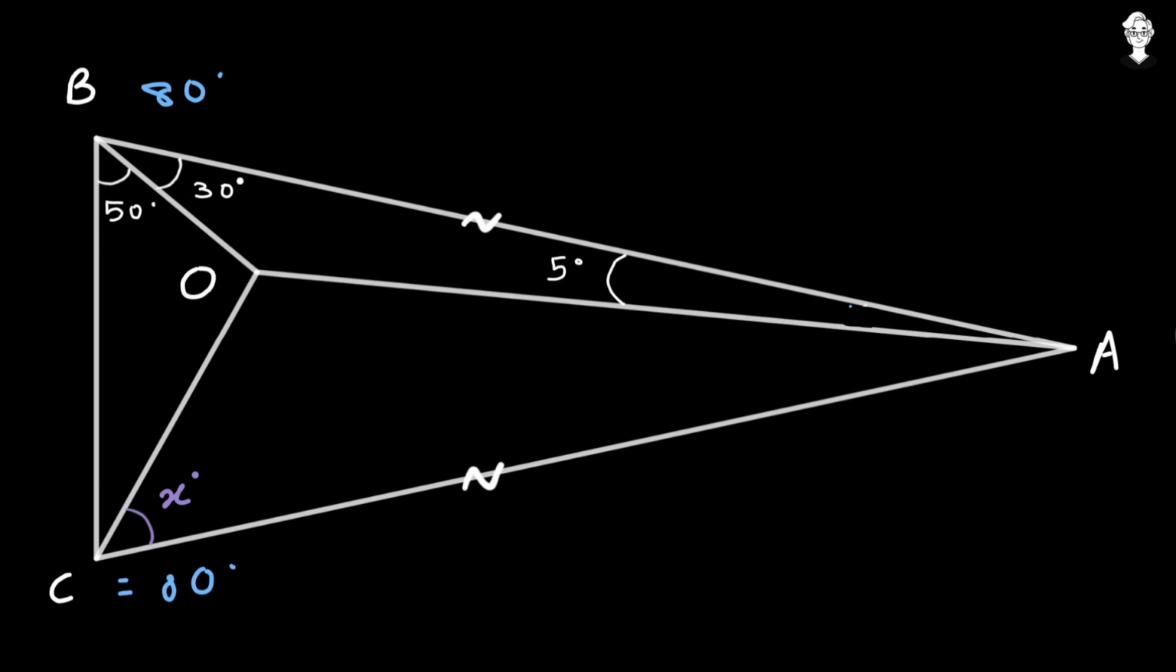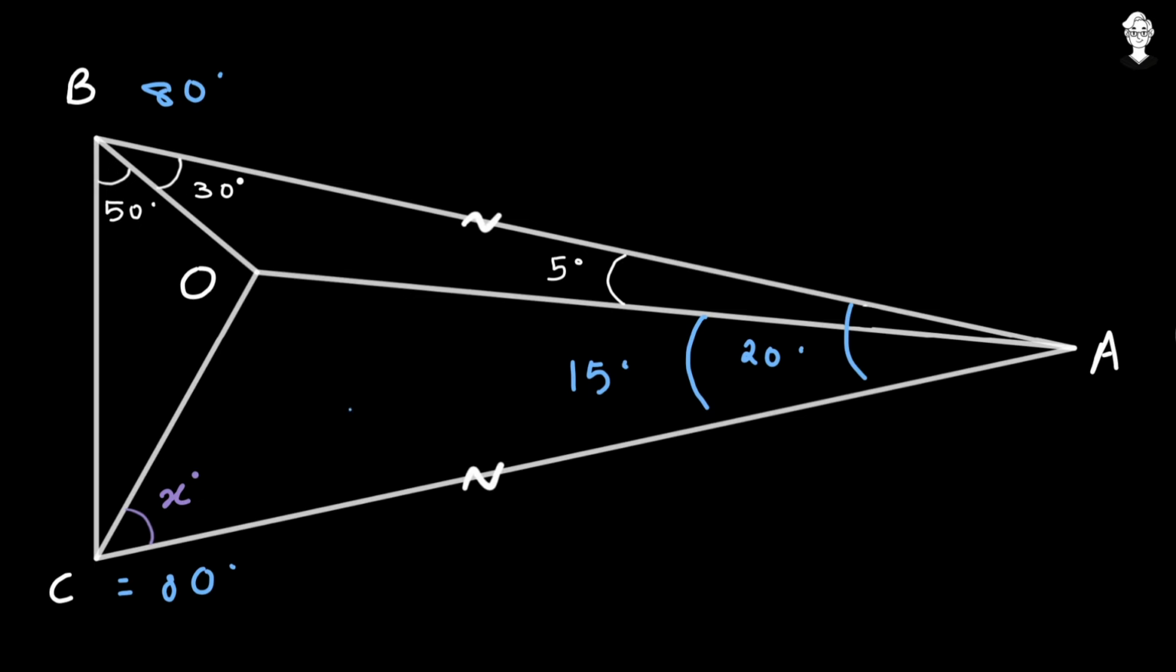Now by applying the angle sum property in this triangle ABC, we will get that angle A is equal to 20 degrees. Now we can see that the complete angle A is 20 degrees. Some part of it is already 5 degrees. Therefore, the remaining part is going to be 20 minus 5, 15 degrees.